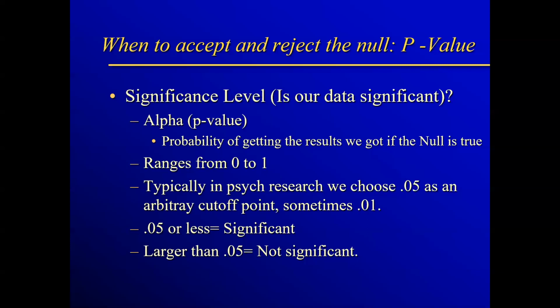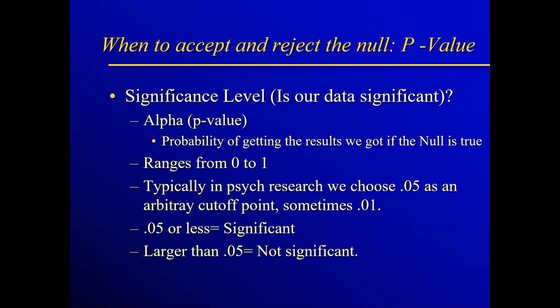So the p-value, this is the true definition of it, the behind the scenes definition: the probability of getting the results we got if the null hypothesis is true. I'm going to repeat it again, and you may still be confused, but I'm going to tease it apart mathematically in the next few slides. The probability of getting the results we got if the null is true. All right, just keep that in the back of your head.